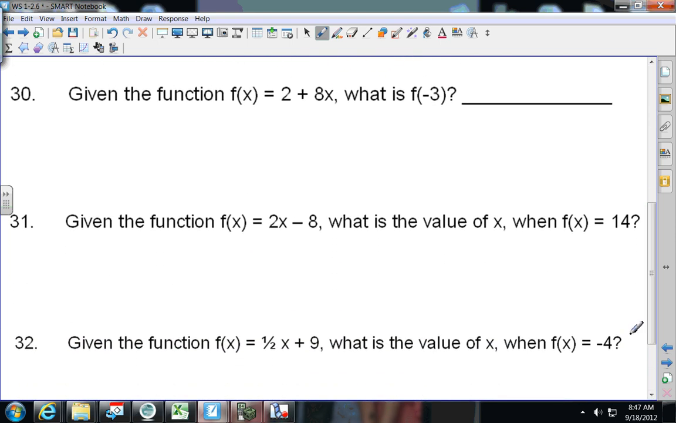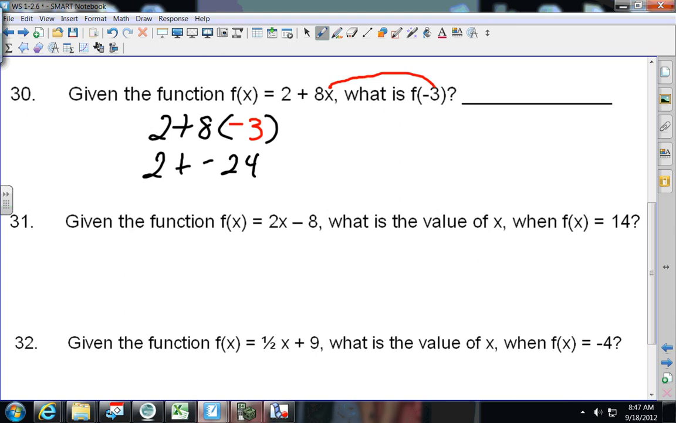Answer these right here. All right, again, this negative 3 goes in here for x. So I get 2 plus 8 times x, which is negative 3. 2 plus negative 24 is negative 22.